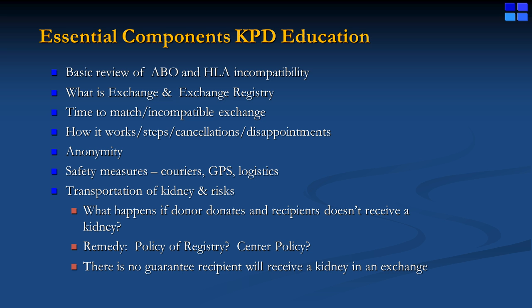If you participate in national matches, I'm sure you're familiar with matches getting canceled, and I definitely take patients through this step because they have to trust me. If they're not anticipating a cancellation or a postponement, then they may lose trust. But if I tell them ahead of time this happens, that tends to build trust between us. We talk about anonymity. I talk about safety measures. I spend a good amount of time on couriers, if a GPS is going to be used, logistics, because I am going to talk about risks. And this is required by UNOS policy, to inform the patient about what would happen if the donor donates and the recipient doesn't receive a kidney. So this is maybe where you want to insert your remedy for a broken chain.